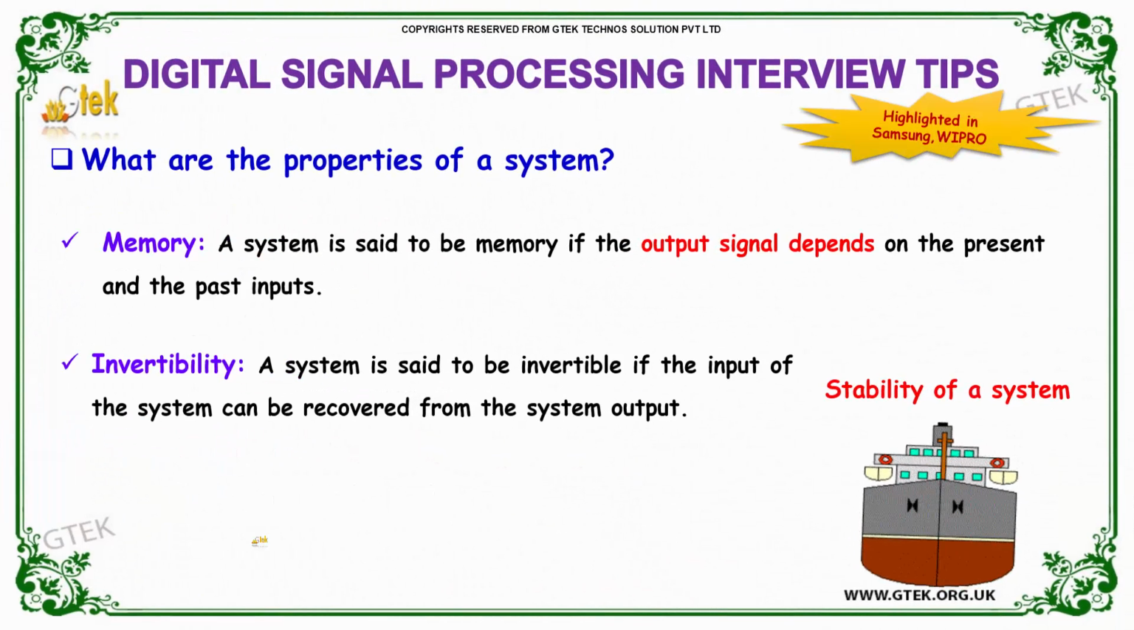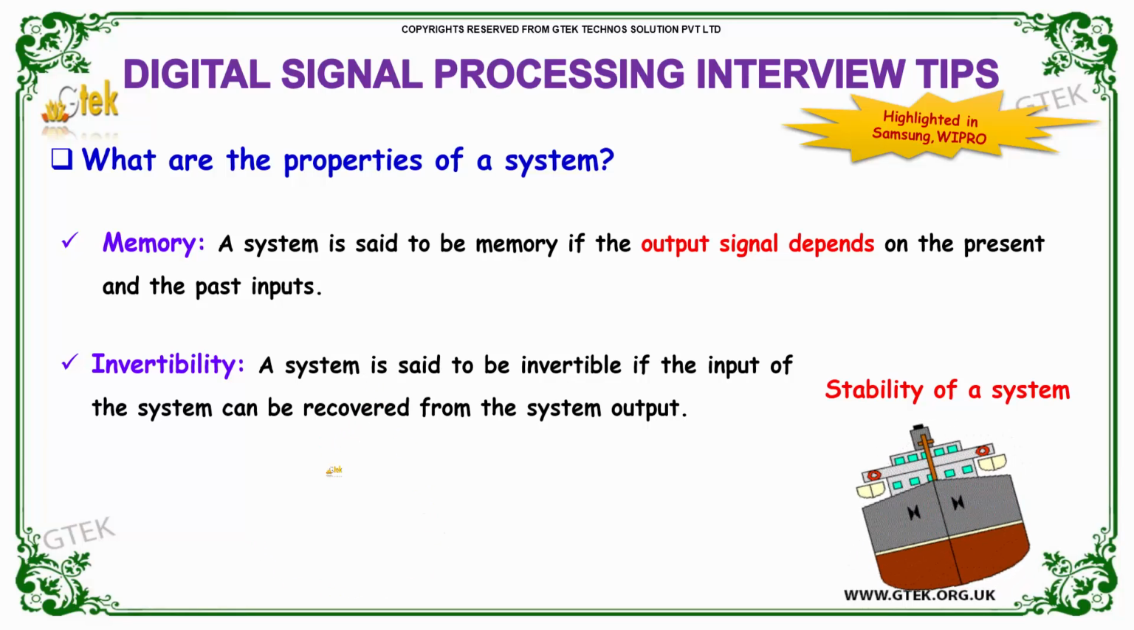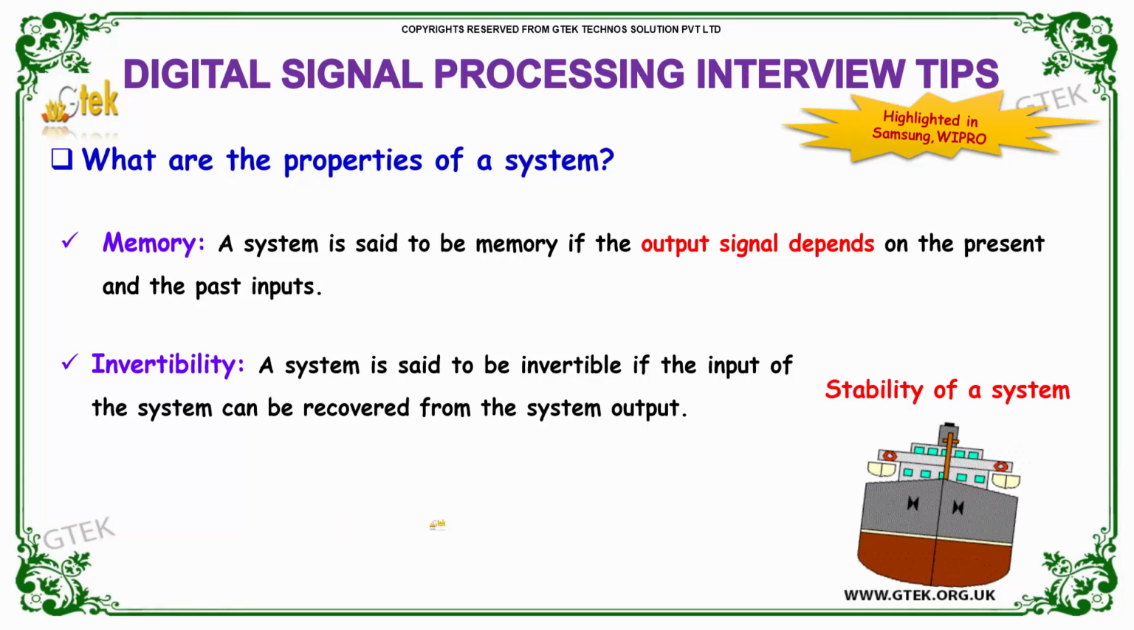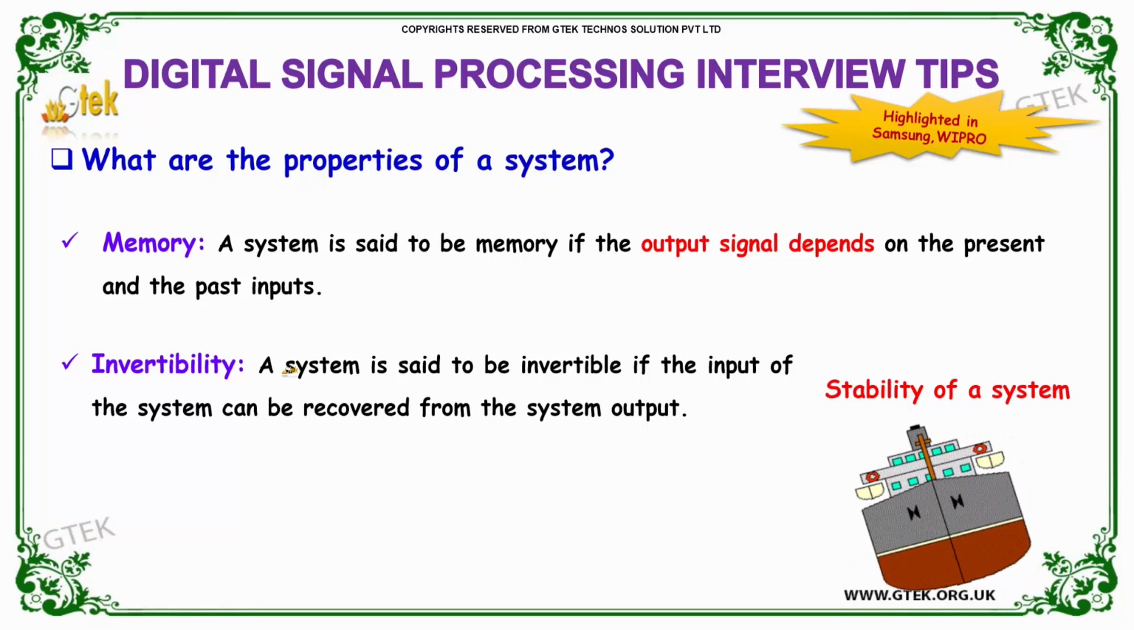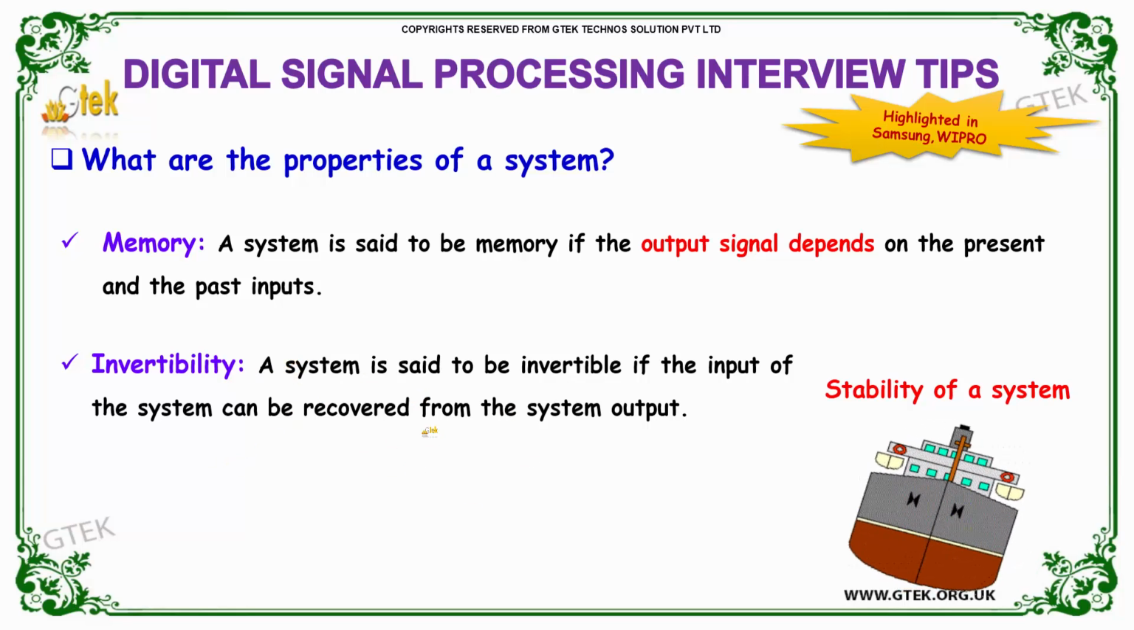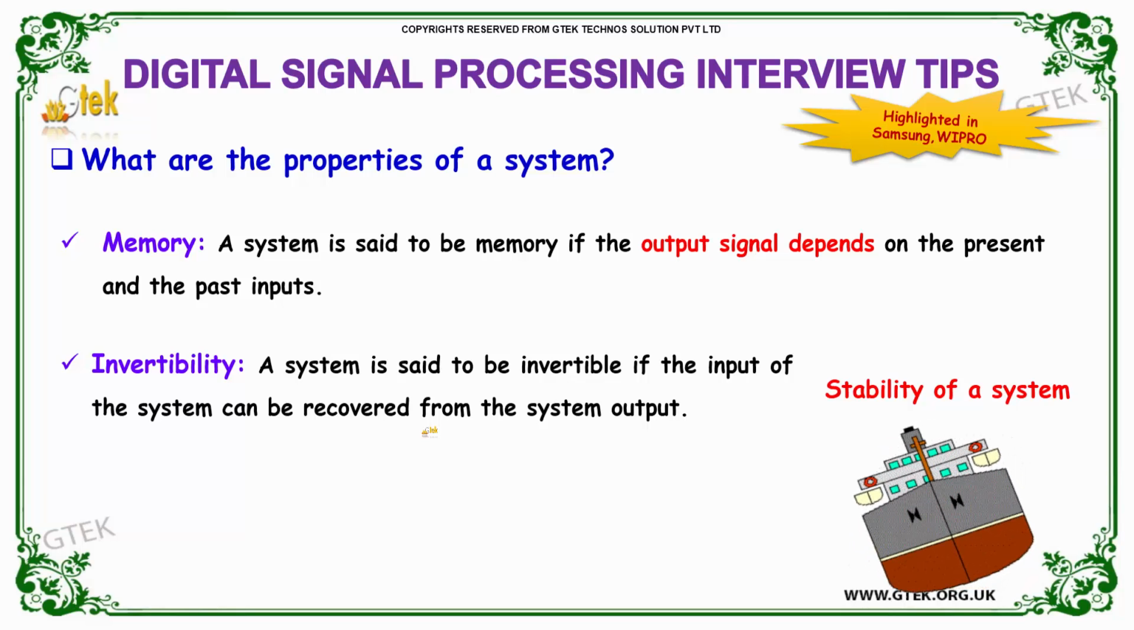We'll move on to the next question. What are the properties of a system? The first and foremost property is memory. A system is said to have memory if the output signal depends on the present and past inputs. The next property is invertibility. A system is said to be invertible if the input of the system can be recovered from the system output.